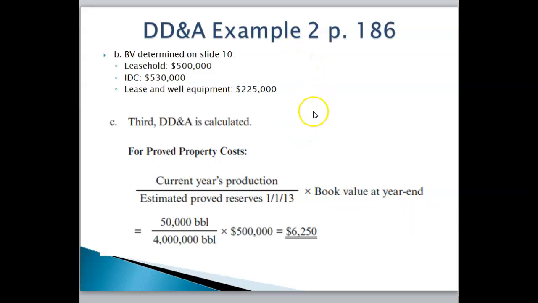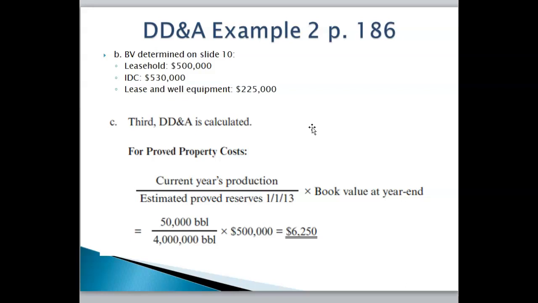So I've written here above the book value that we calculated on slide 10. We had the book value for leasehold of 500,000, IDC of 530,000, and lease and well equipment of 225,000. So next we're going to use these amounts that we've calculated to calculate our DD&A.